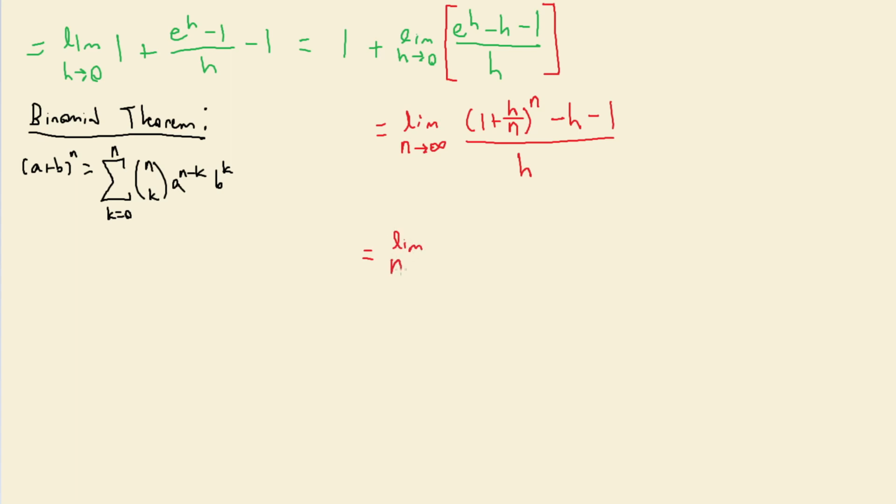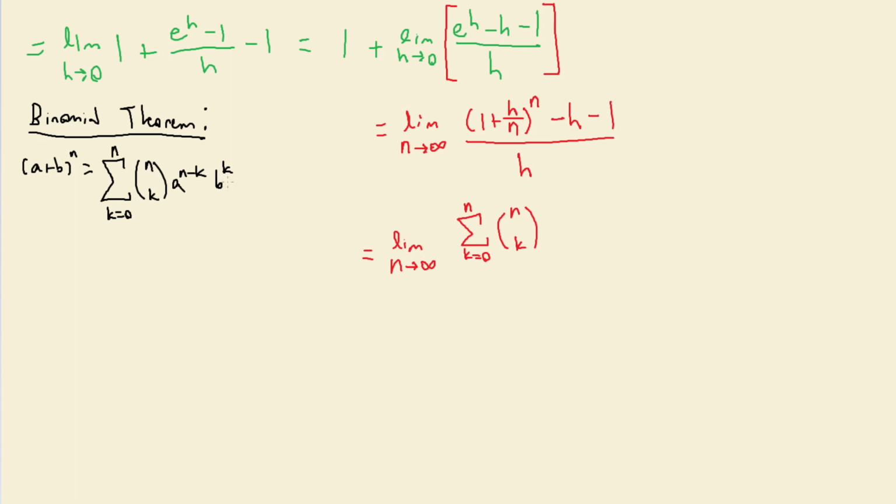Plugging that into our binomial theorem, we're going to get that this is equal to the limit as n approaches infinity. Using our binomial theorem, a is going to become 1 and b is going to become h over n. So this is going to be equal to the sum, k equals 0 all the way up to n, of n choose k multiplied by a, which in this case is 1, to the power of n minus k. 1 to the power of anything, whatever n minus k is, is always going to be equal to 1. And so multiplying by 1, we're not going to change this expression. We can really just leave that out.